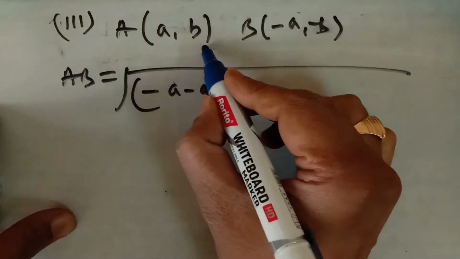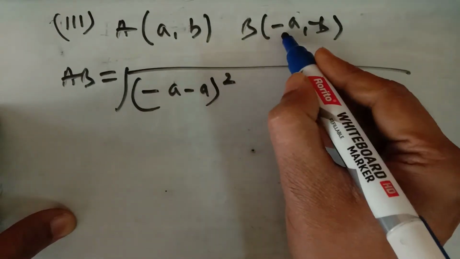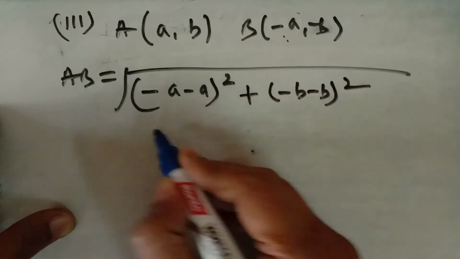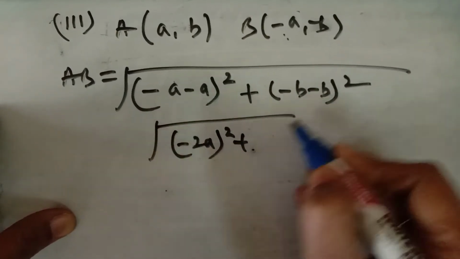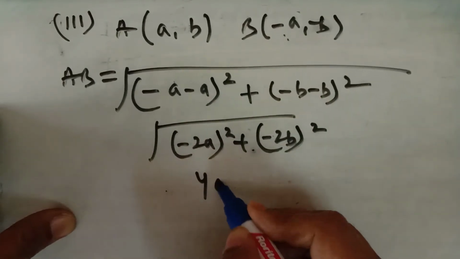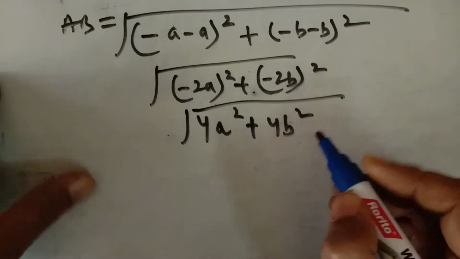This is (x1, y1), this is (x2, y2). So the distance is the square root of (x2 minus x1) whole square plus (y2 minus y1) whole square. So (−a) minus (a) is (−2a) whole square, and (−b) minus (b) is (−2b) whole square, which is equal to 4a square plus 4b square.